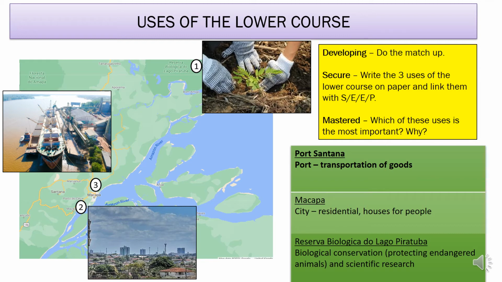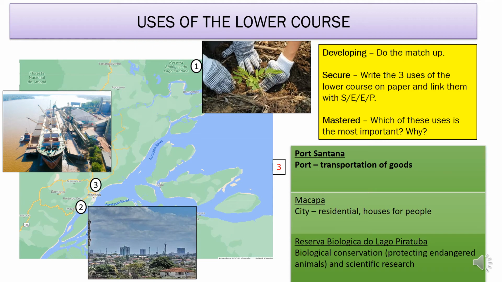For example, if we're talking about Port Santana, Port Santana is for the transportation of goods, it is a port, so therefore it has to do with image 3, with the ship. Therefore, what do you think this is? Do you think this is connected with SEEP? Do you think this is connected with social, economical, environmental? What does it have to do with? Does it have to do with money?